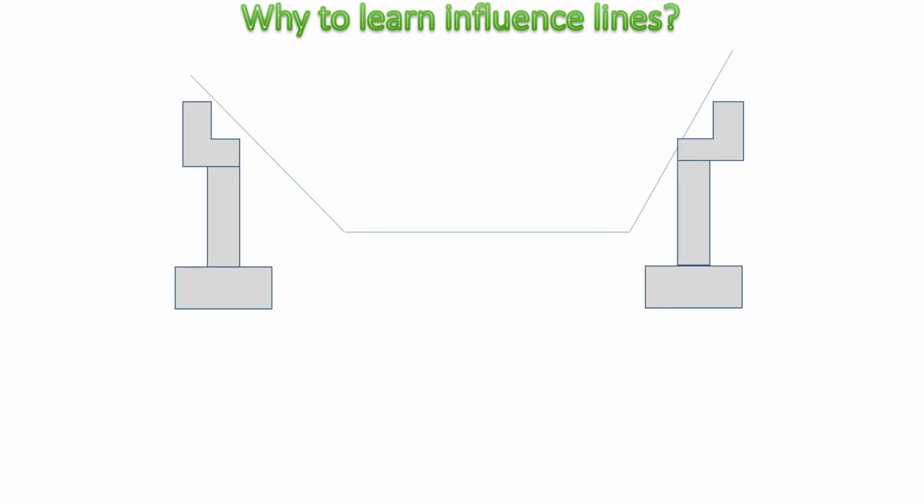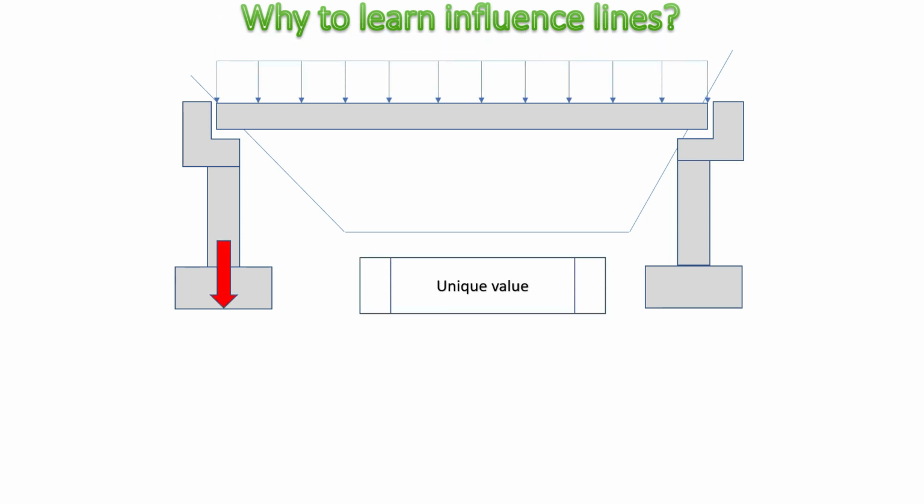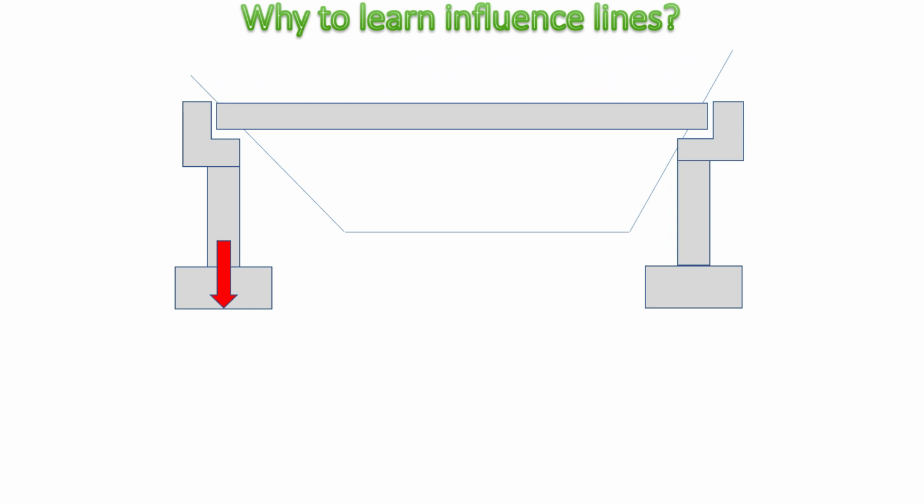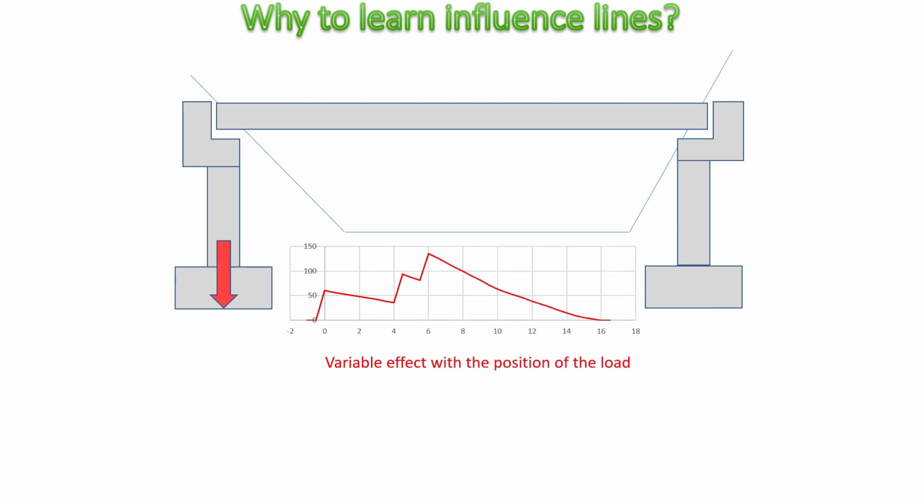If we take a structure, for example a bridge, it is subjected to two types of loads. The first type is the static loads. The second type is the moving loads. Static loads have a unique position on the structure, so their effect has a unique value. We mean by effect a bending moment, shear forces, a displacement, a rotation, and so on. For moving loads, their position varies along the structure, so the effect also varies according to this position.